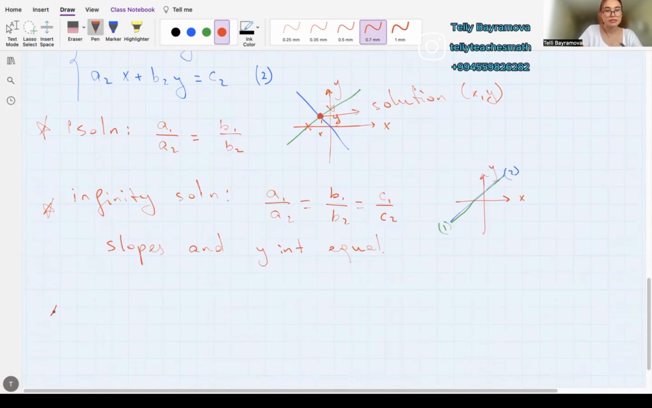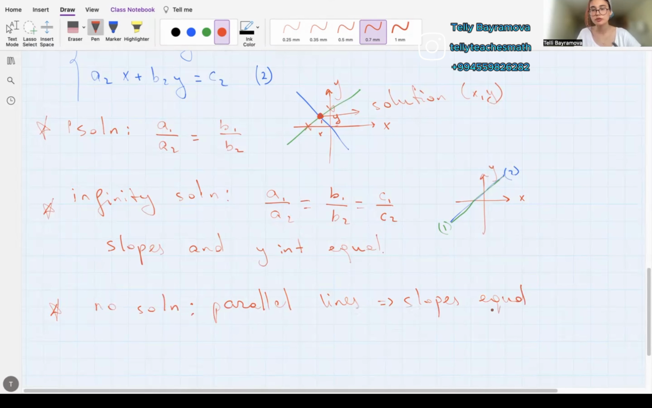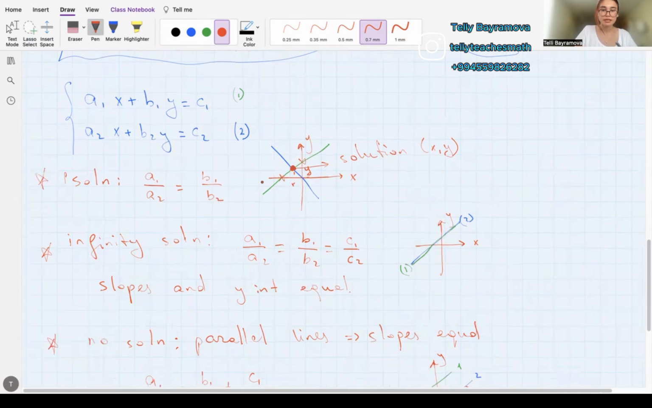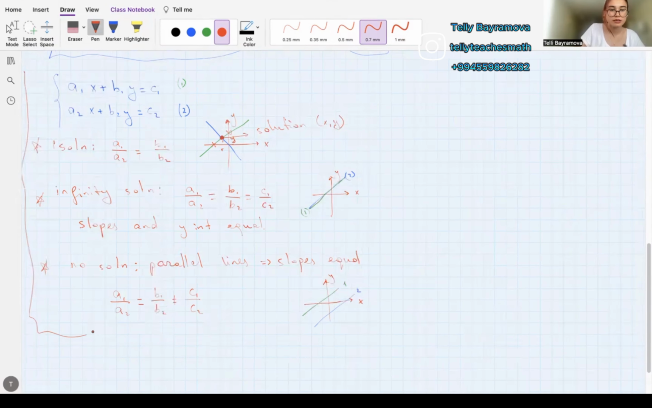And the last one is no solution. No solution means parallel lines. Again, parallel lines, slopes equal. So y, x, this is the first one, and this one will be second. As you see, lines are parallel, y-intercepts are different. So A1 over A2 equals B1 over B2, but the difference from infinite solutions is that the constants are not equal. C1 over C2 are not equal. Okay, guys. Again, learn this by heart before the exam.